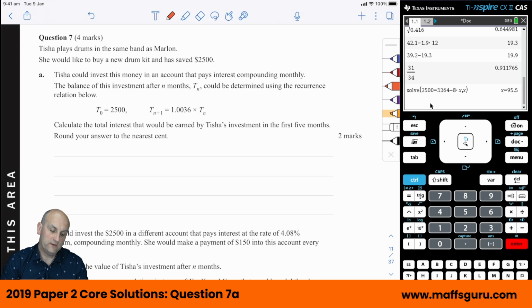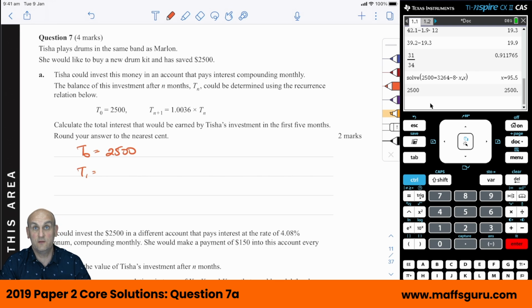Calculate the total interest that would be earned by Tisha's investment in the first 5 months. Okay, so we need the total interest earned by Tisha in the first 5 months. We know that T0 is equal to 2,500. So T1 equals, and I'm going to basically say 2,500 and press enter, because that's going to go into my memory. And to get to my next value, I do 1.0036 times my previous answer.